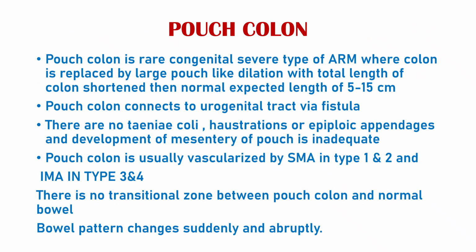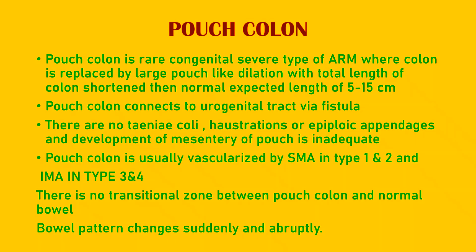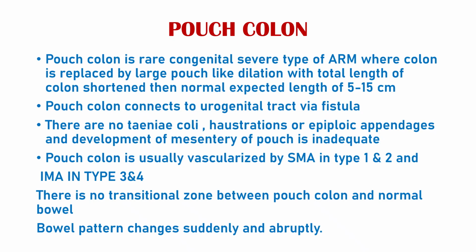Now what is pouch colon? Pouch colon is a rare congenital severe type of ARM where the colon is replaced by a large pouch-like dilatation, with the total length of colon shortened from the normal expected length of 5 to 15 cm. Pouch colon connects to the urogenital tract via a fistula. There are no taenia coli, haustrations or epiploic appendages, and development of the mesentery of the pouch is also inadequate.